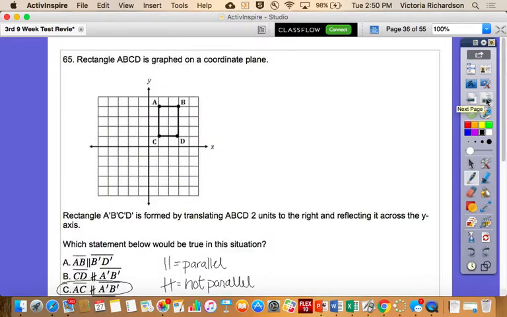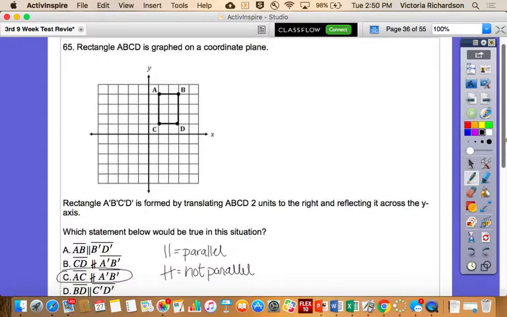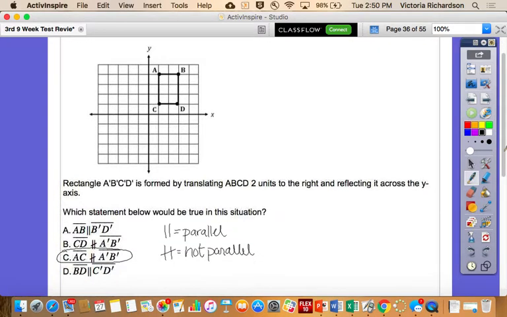65, we have a rectangle, ABCD, and it says A prime, B prime, C prime, D prime is formed by translating this rectangle 2 units to the right and then reflecting it across the y-axis. So I'm going to move it this way and then reflect it all the way over here to the other side. So it says which statements below would be true in this situation.